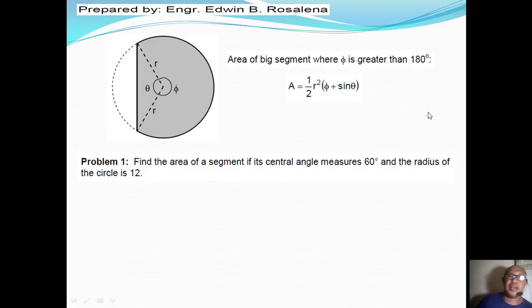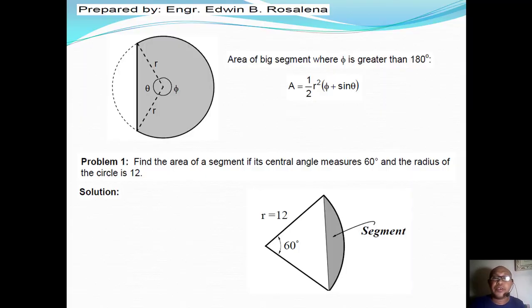Okay? So problem. Find the area of a segment if its central angle measures 60 degrees and the radius of the circle is 12. So we can draw the figure. I think this is very simple. So this is direct substitution to the formula. Radius r equal to 12, central angle is 60, and then find the area of the segment. Okay, so this refers to the small segment.